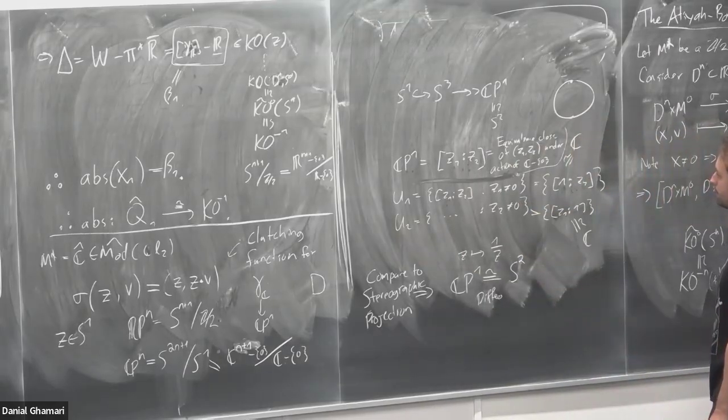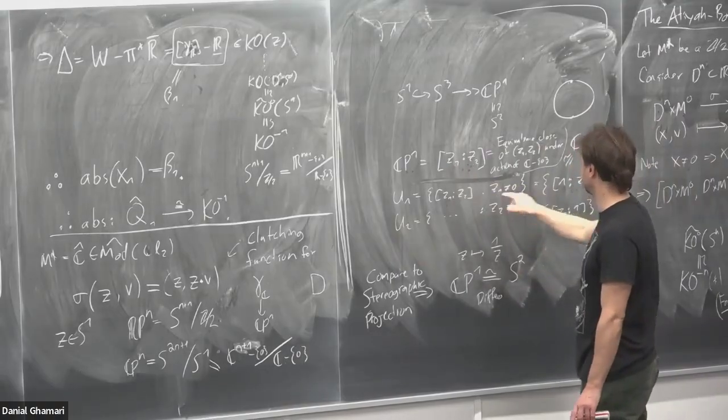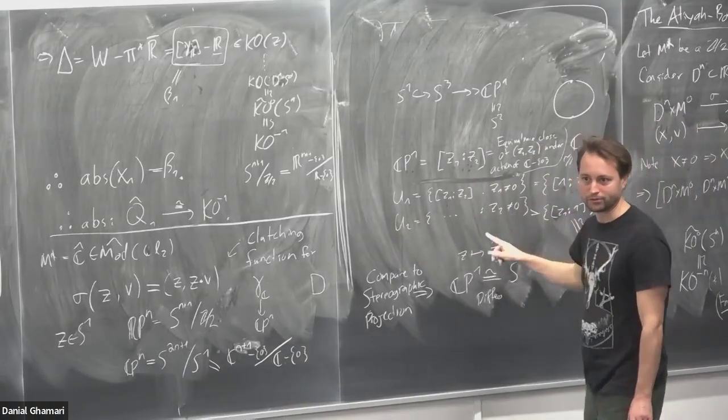So if you want to play around with complex projective space as well, a good place to start is playing around with homogeneous coordinates and boundary charts.